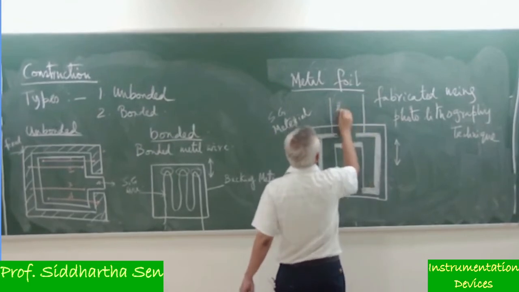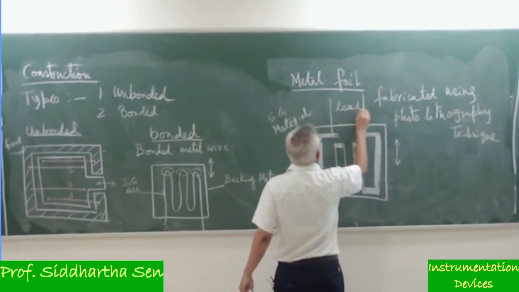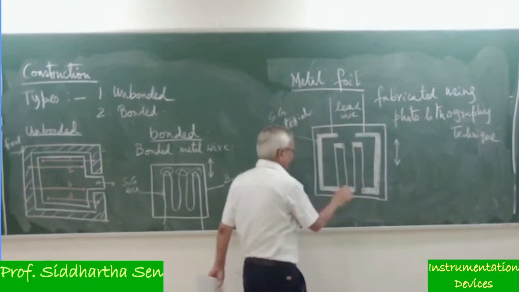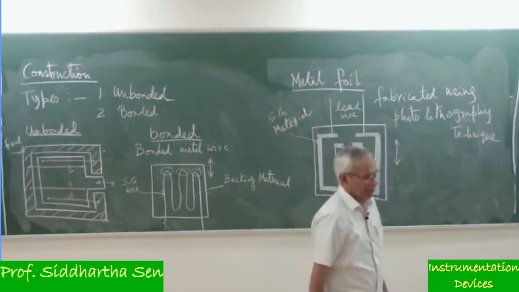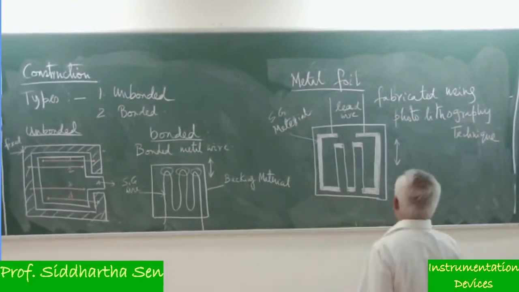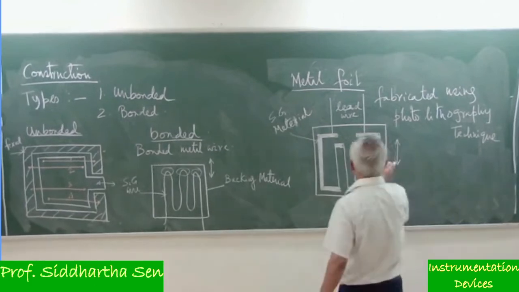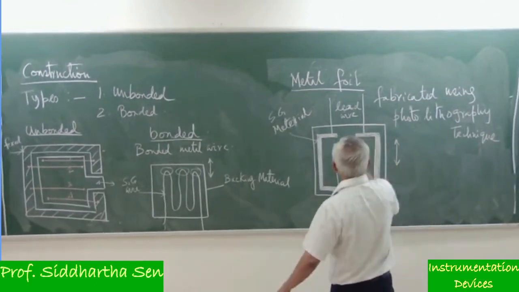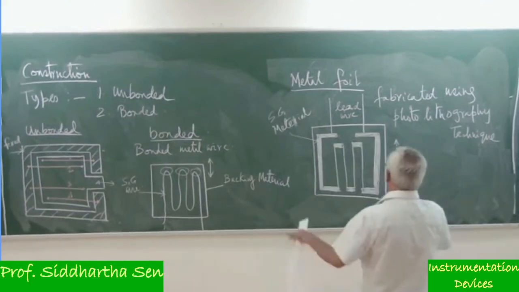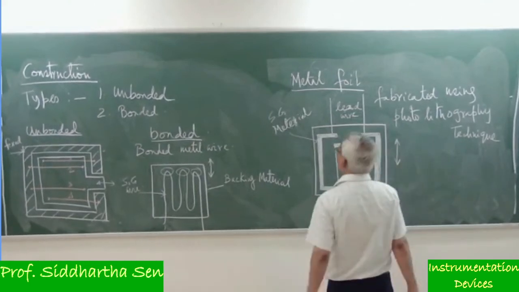So these are where the strain gauge materials have been deposited. They are put in a pattern properly using a photolithographic technique over a backing material or substrate.